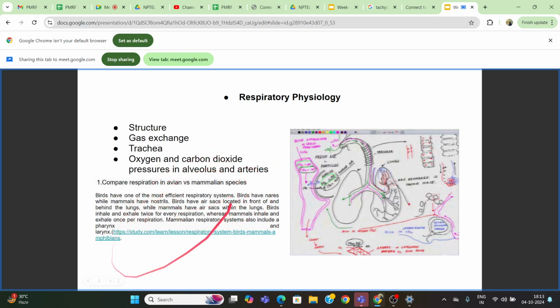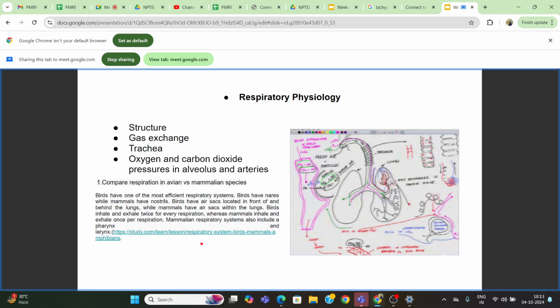So there was an activity question: compare respiration in avian and mammalian species. Like, do we breathe? Avians also do breathe. So what is the main specialty? Birds have one of the most efficient respiratory systems. Why? We know that birds are able to fly, basically, right?